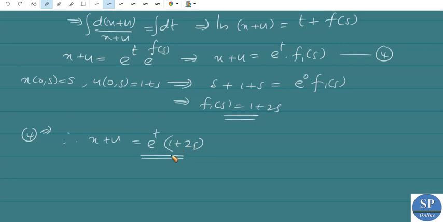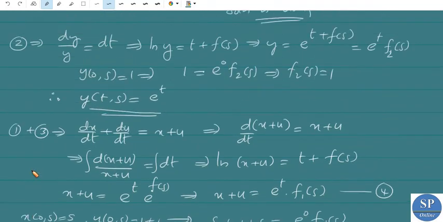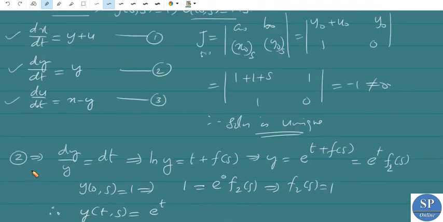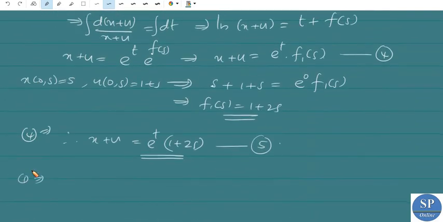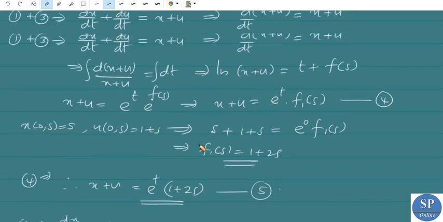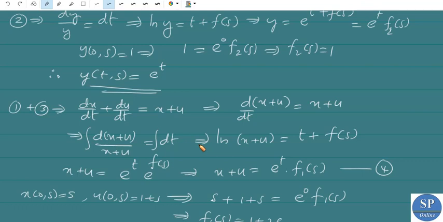Now number it as equation 5. Now from the first equation, we have dx by dt equal to y plus u. So from this equation, dx by dt equal to y plus u. This is nothing but, we know y equal to e power t. I have already considered y equal to e power t.